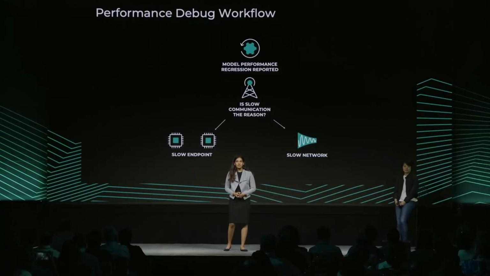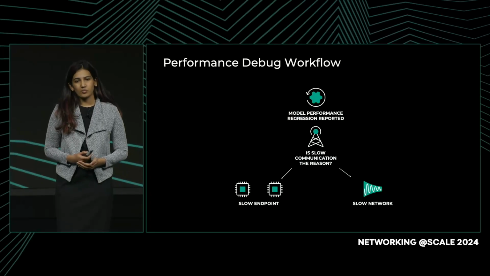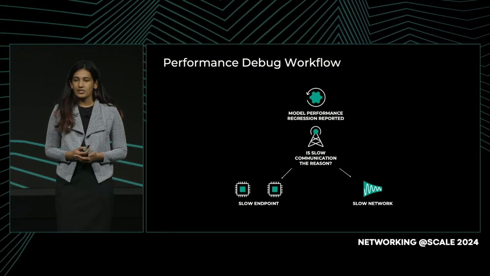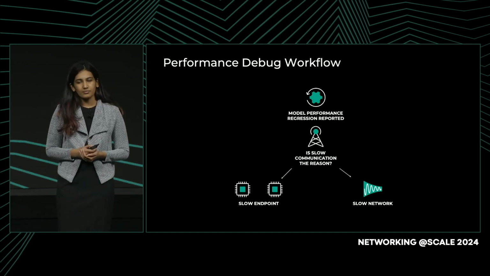So before we dig into the observability stack that we built, let's talk about the anatomy of a large job training regression. When a model developer reports that fewer tokens are being processed than expected, one of the questions that we network engineers get asked is: is communication the reason for the slowdown?